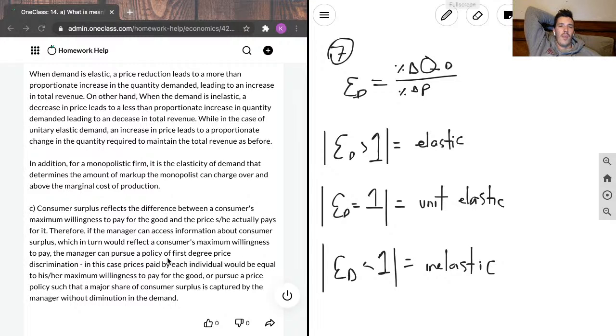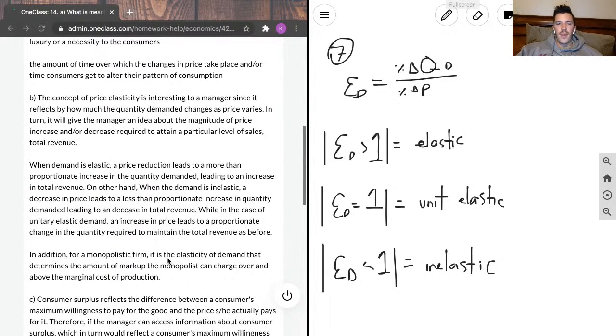In addition, for a monopolistic firm, it's the elasticity of demand that determines the amount of markup the monopolist can charge over and above the marginal cost of production. So those examples I gave you a minute ago were from the consumer's point of view. I think our junior tutor here did an excellent job describing how they instead look from the firm's point of view. I will leave this here for a brief second in case anybody wants to take a picture of it.